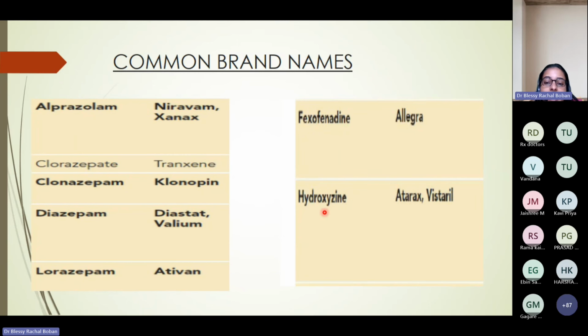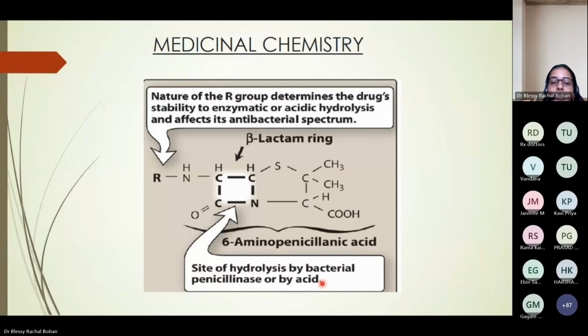Hydroxyzine, first generation, sedating. SAH, in the exam they may give you SAH. Don't be stuck wondering what is SAH. SAH means sedating antihistamine. Such basic things, basic abbreviations and all, if you know them, you can easily score in the exam.